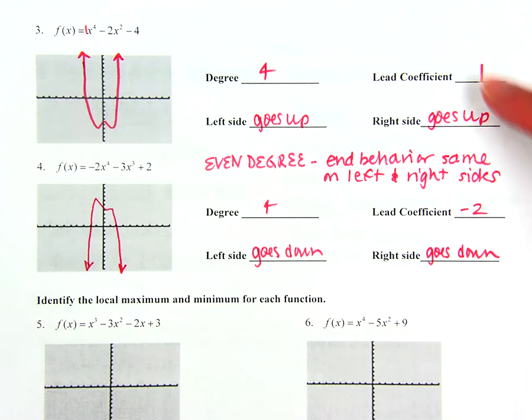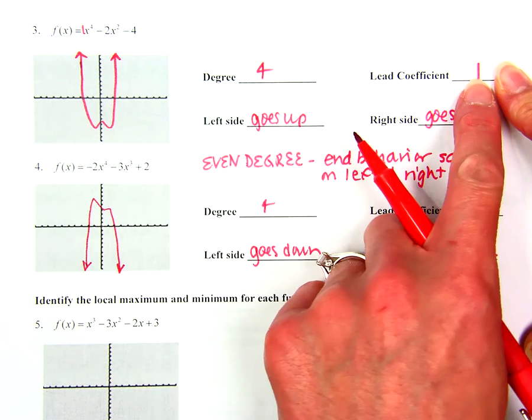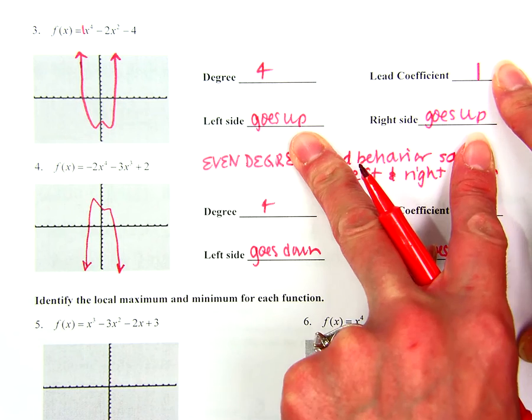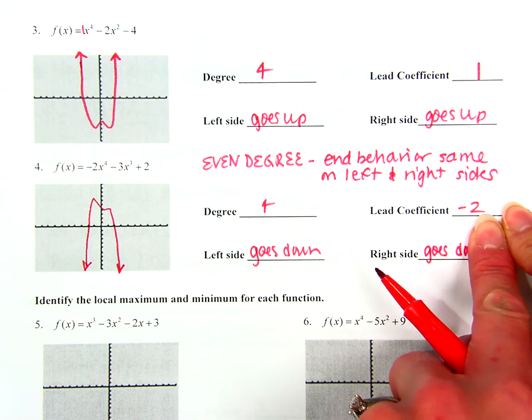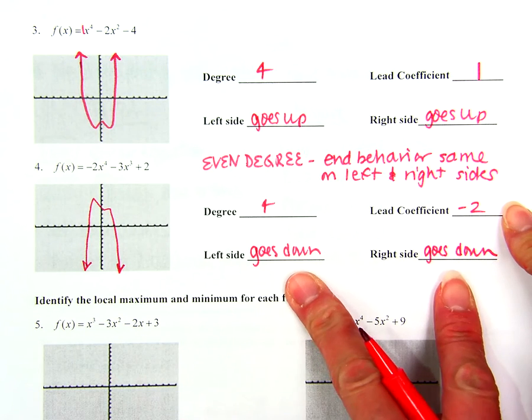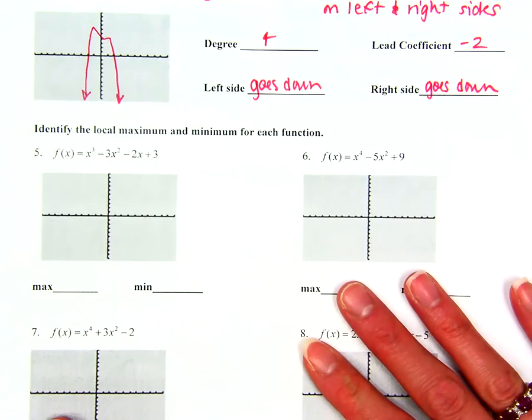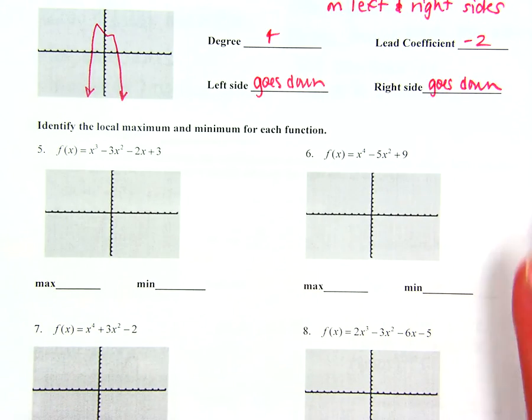Well, how do you figure it out? Look at your lead coefficient. My lead coefficient was positive, so both of them go up. That makes sense, right? We've done that with parabolas. Lead coefficient here is negative 2, so both of them should point down. That's it. All right, the next part is identifying the local max and the local min for each function.